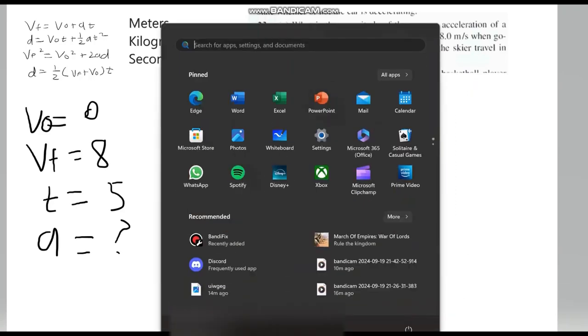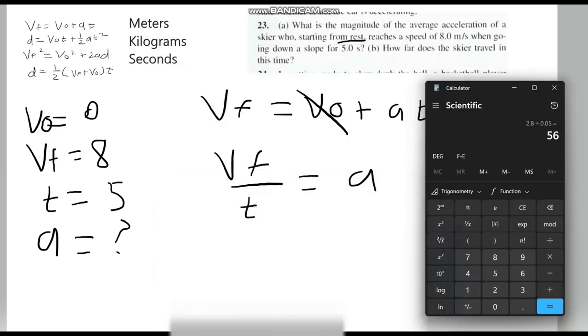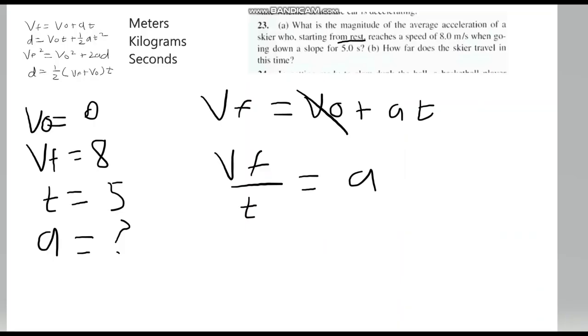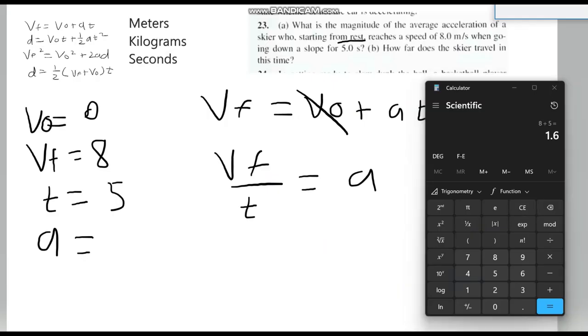You need it for the next part. This is a 2-part problem. Clear this. It's 8 divided by 5. Okay, 1.6. I was not thinking when I did that. Okay, I'm sorry. So it's just 1.6.